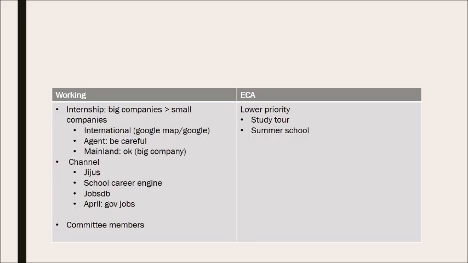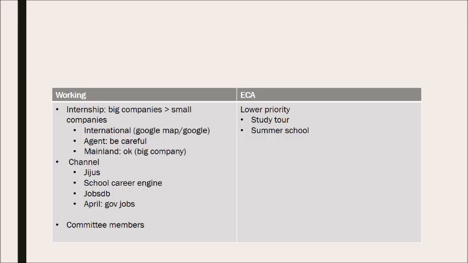I started to regret because I found that I don't have many big companies in my CV, so that's why I think maybe I should find more companies on a big scale. I think sometimes international internship is quite good, and some mainland internship is quite good, especially some big companies.